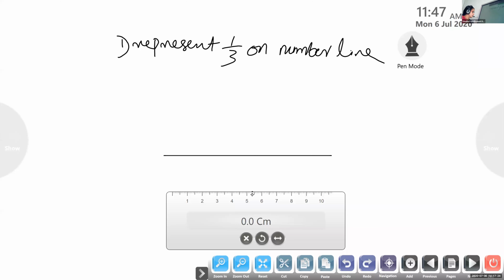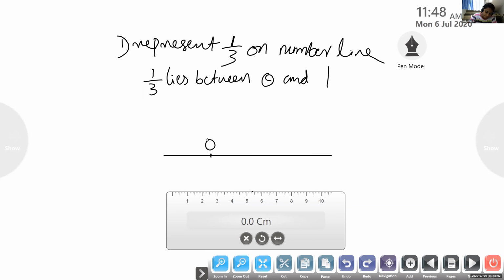Did you all draw the line? Yes, ma'am. Okay, now we need to represent 1/3. We know that 1/3 lies between 0 and 1. And the denominator is 3, isn't it? Now you mark any point as 0. On a number line, we can mark 0 anywhere.